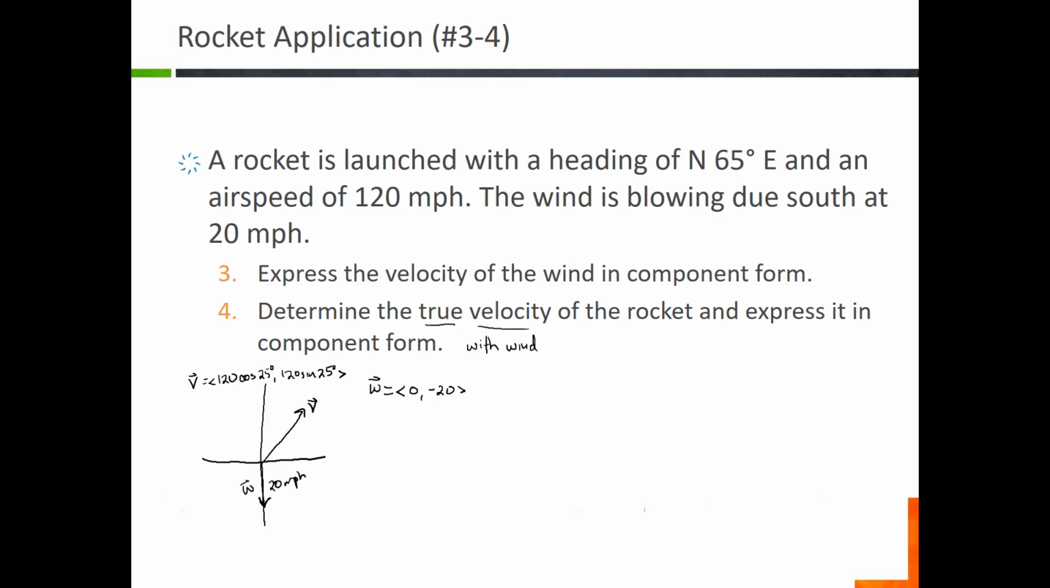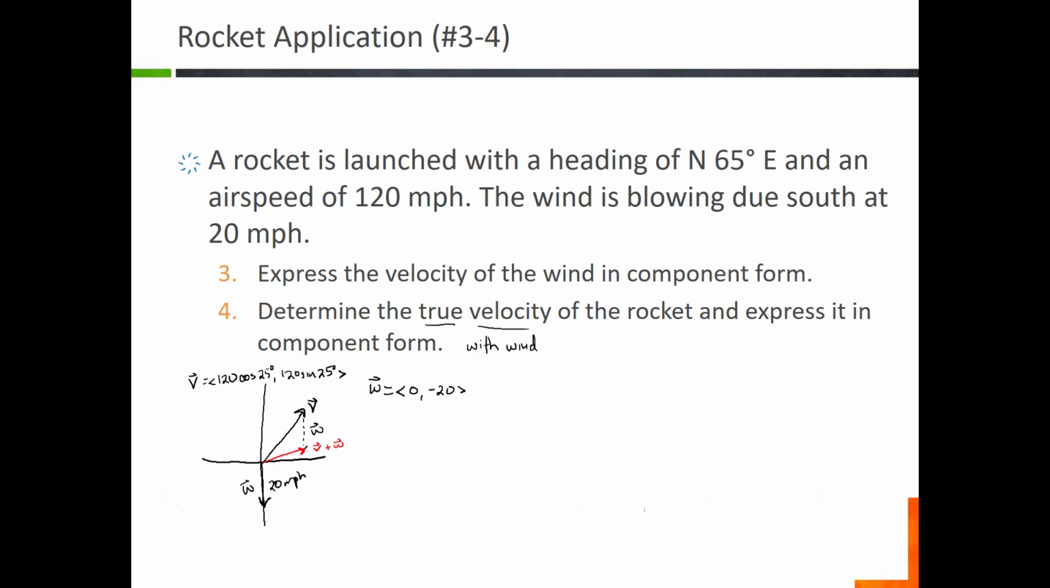Again, to figure this out, we're combining the two vectors together. So we want to add them. We have our velocity vector, and if we move our wind vector over here, so here's our wind vector, then we have a resulting vector. That resulting vector comes from the origin, and it goes to where the wind vector will end, and that is the velocity vector of the rocket plus the wind vector.